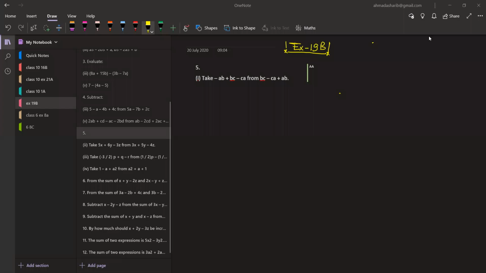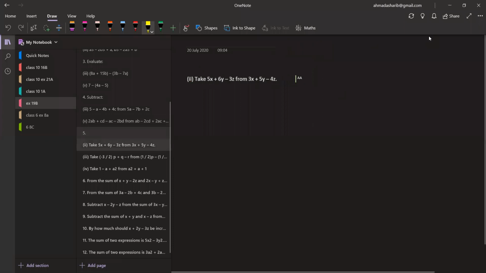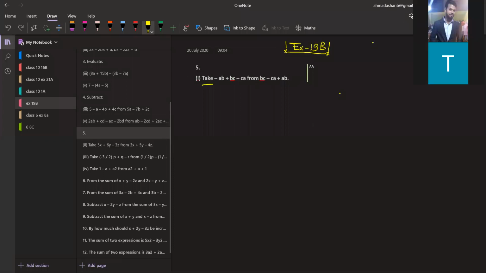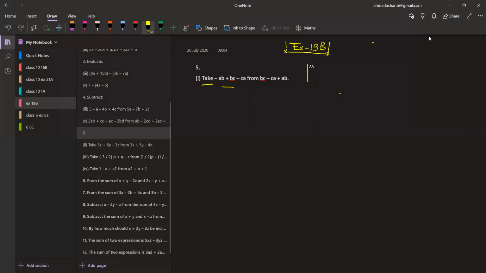Good morning, everyone. Let us start today's class 19B, question number 5. Take minus AB plus BC minus CA from BC minus CA plus AB. This is the question. Take means what? Take means subtract.